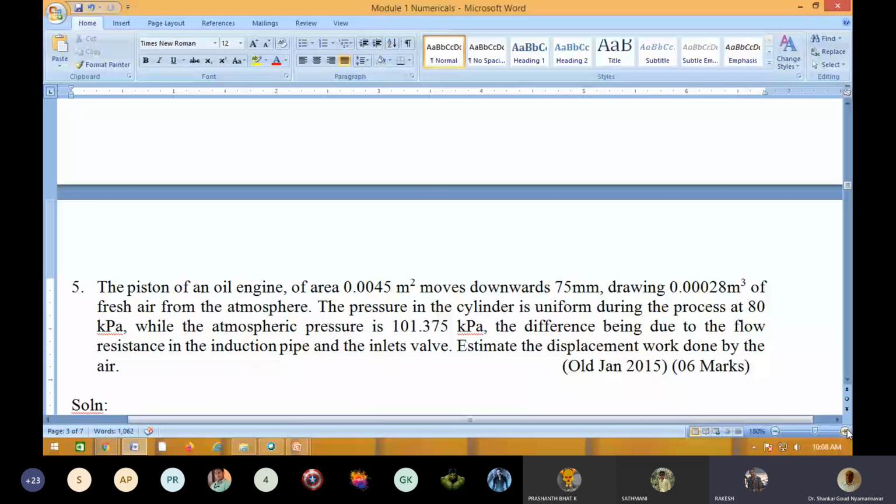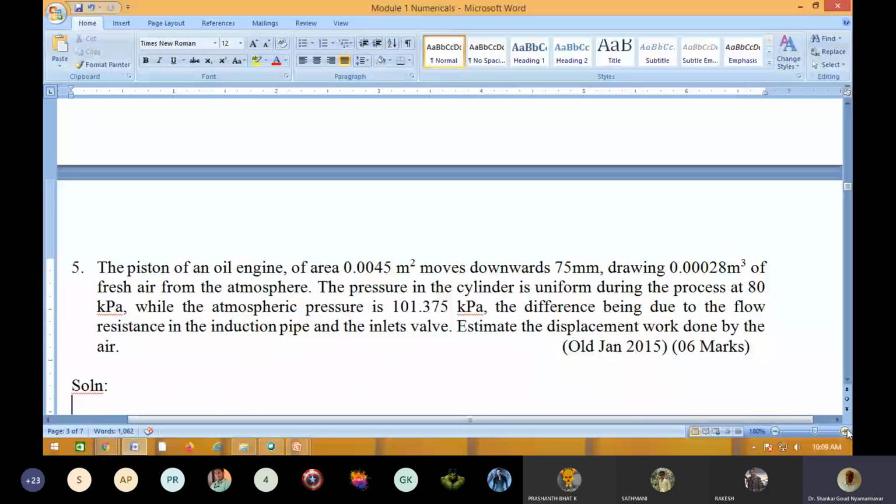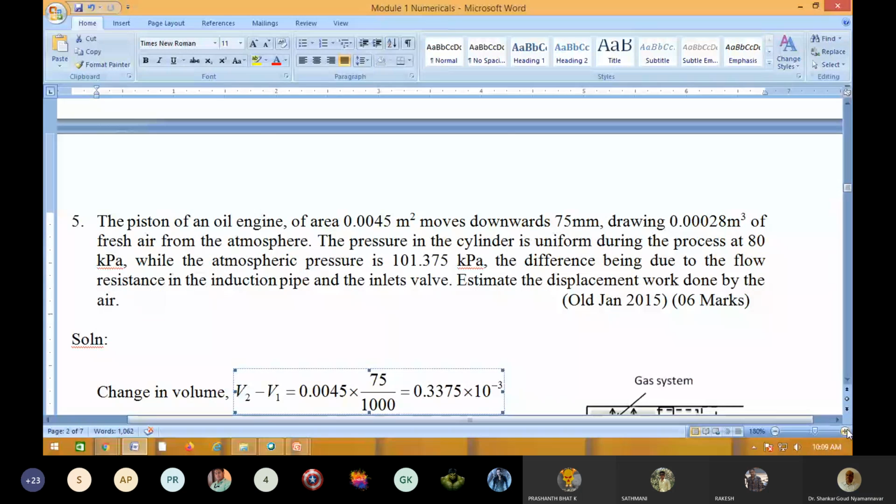Can you tell me? Volume. Piston moves down means what? It is stroke length. It moves from top dead center to bottom dead center. Drawing air means the air that it draws inside. That is volume of the air that goes inside, 0.0028 meter cube. The pressure in the cylinder is uniform during the process. What is the meaning of this? That means the pressure inside the cylinder is constant, right? Okay, sir.